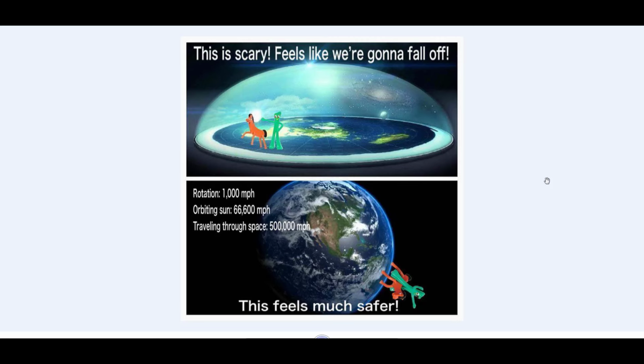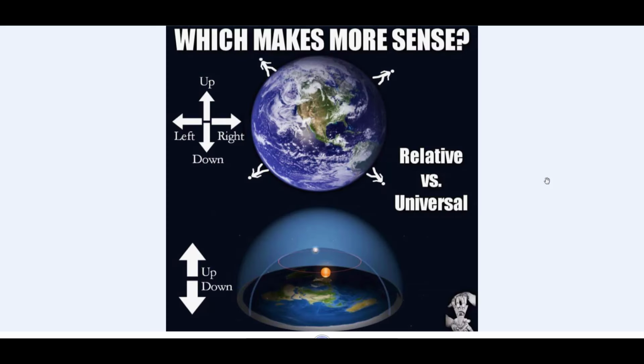This is scary. Feels like we're gonna fall off. And then on the bottom, this feels much safer. Rotation, 1,000 miles per hour. Orbiting sun, 66,600 miles per hour. Traveling through space, 500,000 miles per hour. Okay, so it seems that it feels much safer to spin around in space rather than to stay stable with no movement. Which makes more sense?